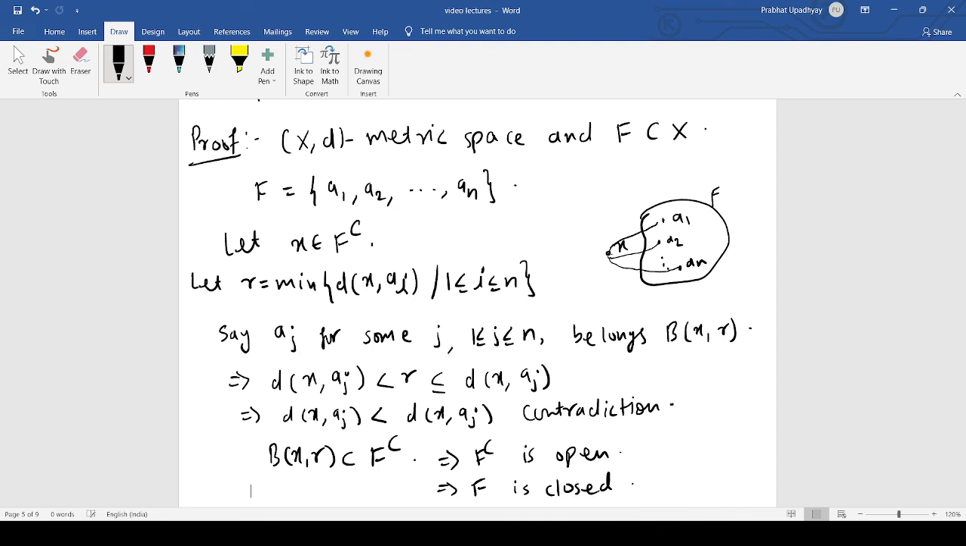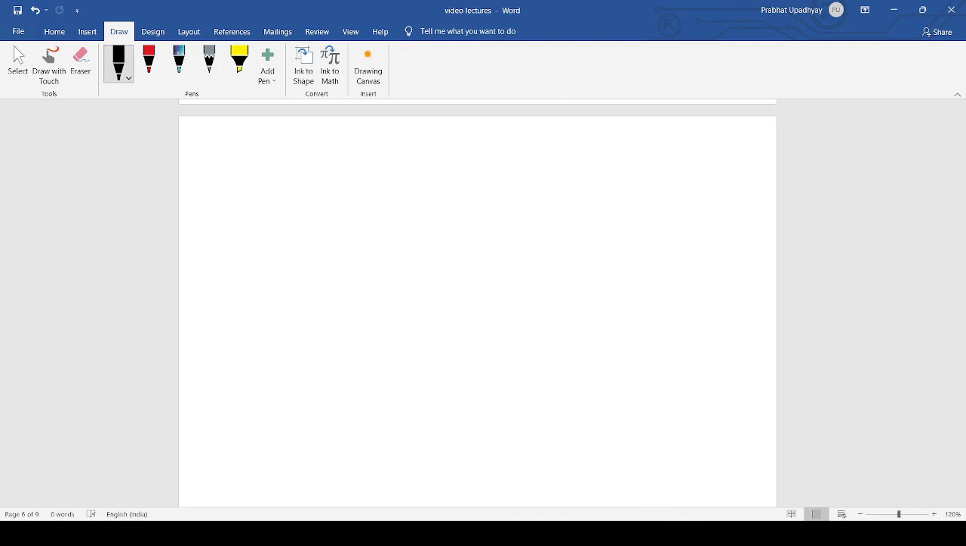And that proves F complement is open, and that will mean your finite set F is a closed set. Many a times we get confused and we say that if a set is not open it is closed, but it is not the case. There are sets which are neither open nor closed, and there are sets which are both open as well as closed. So let's try to see such examples.